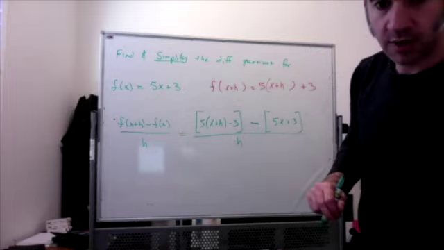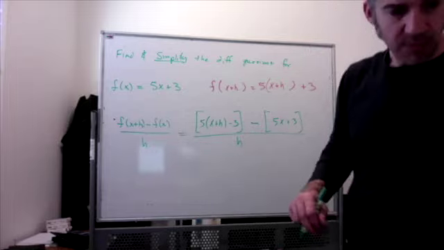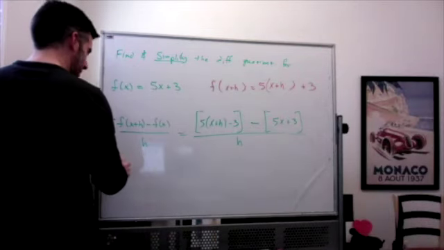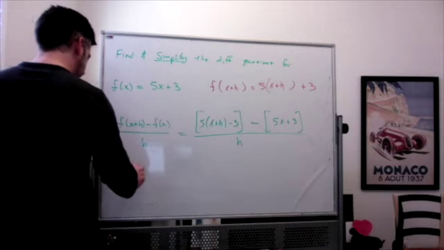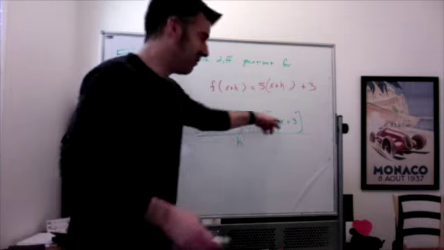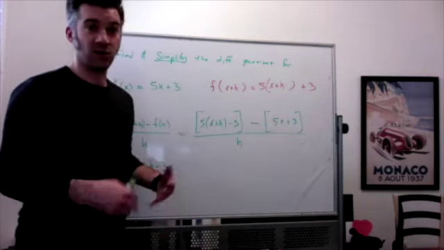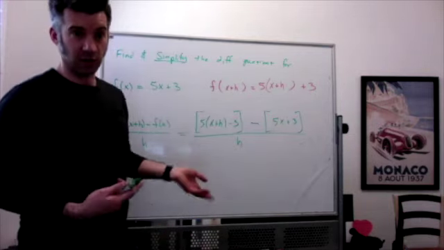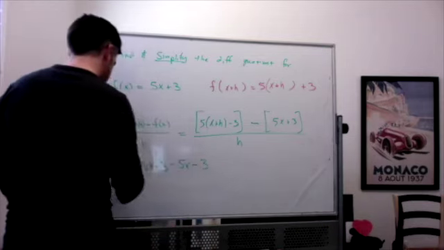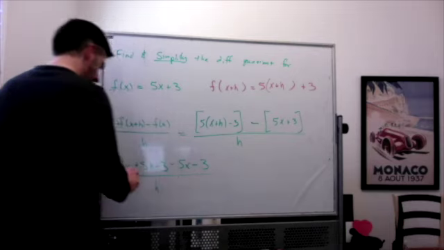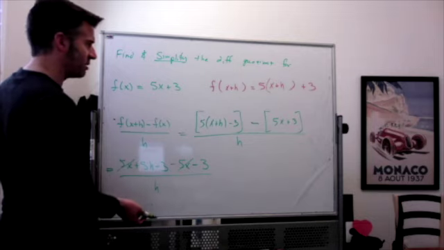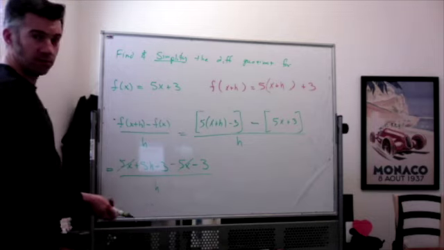Okay, so now that we've got it written, we're going to distribute: 5x plus 5h minus 3. And you're always going to have minus f of x. So you're always going to have to distribute the minus sign if it's a kind of function you can distribute to. So it's going to be minus 5x minus 3 divided by h. The 5x and the negative 5x cancel. Oh, it looks like I made a mistake somewhere. I did make a mistake somewhere.